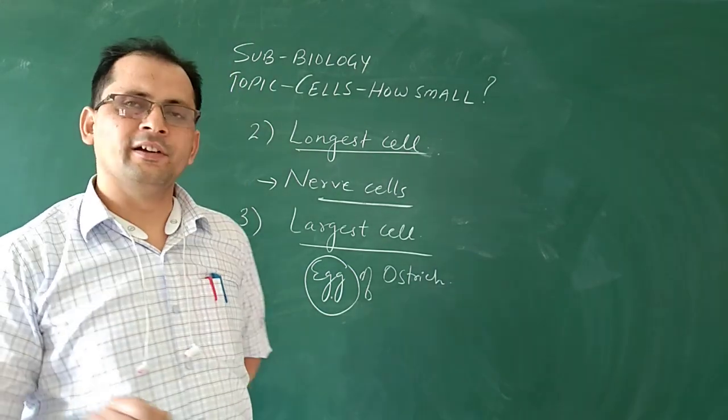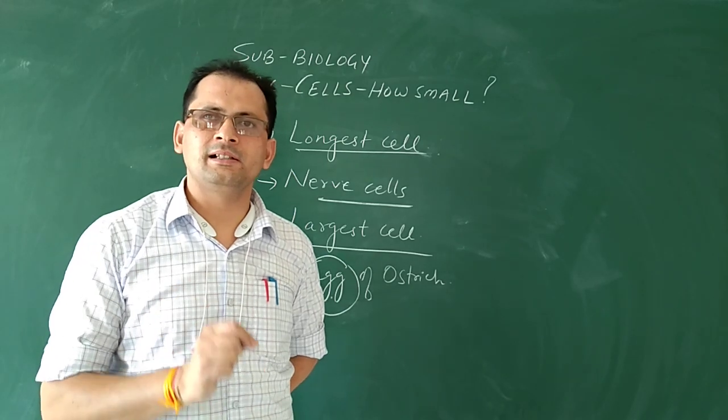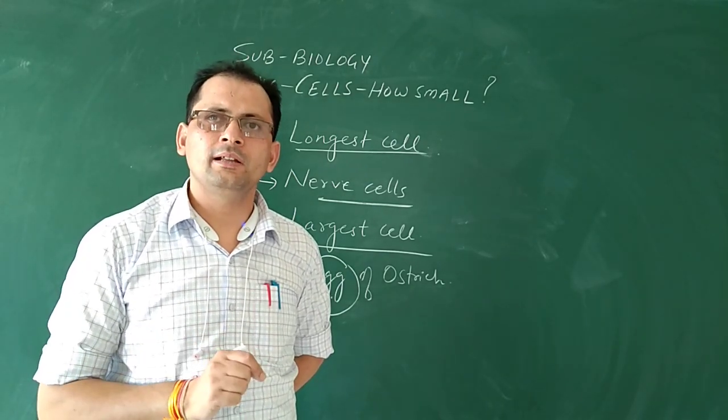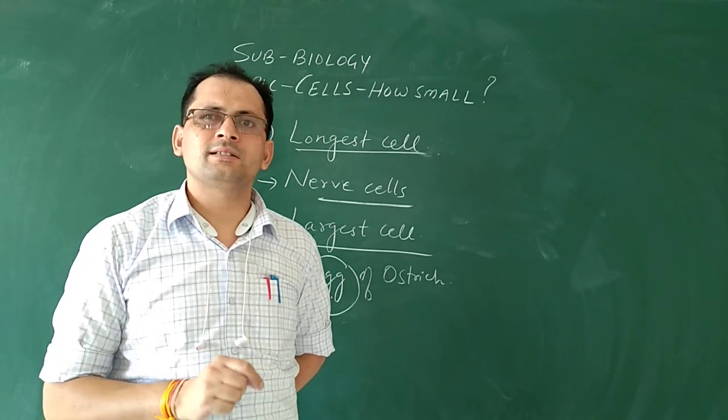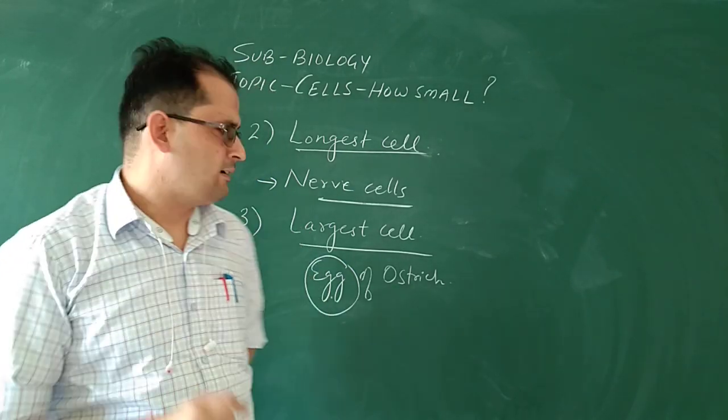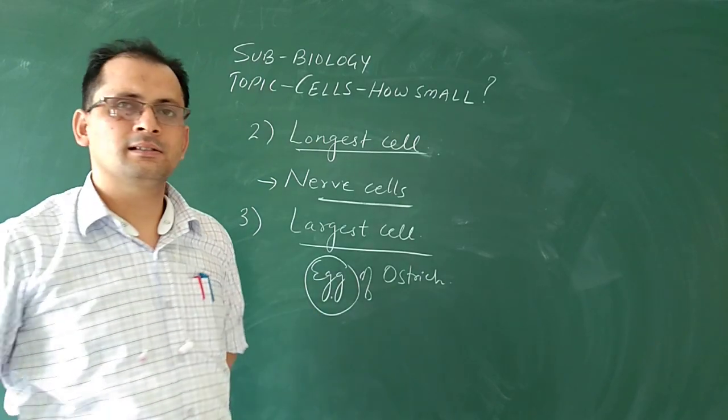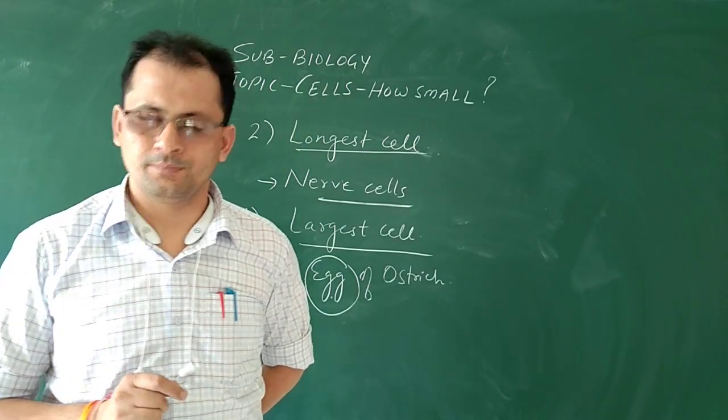So the smallest cell is the bacterial cell, and in the human body the smallest cell is the red blood cell. The longest cell is the nerve cell, and the largest cell is the egg of an ostrich.